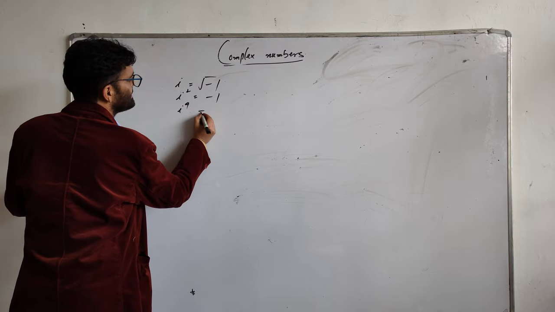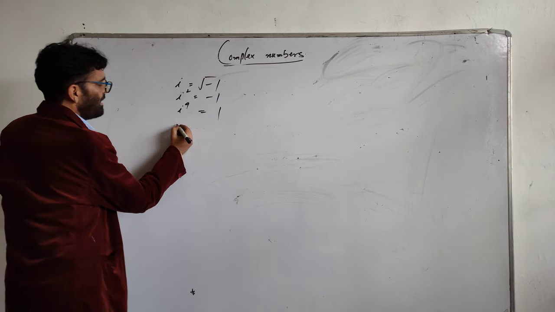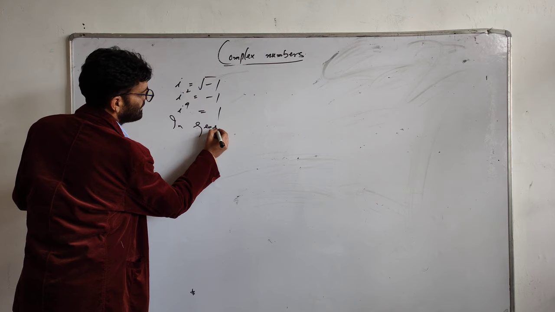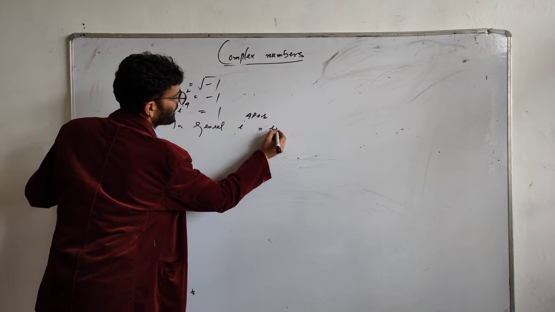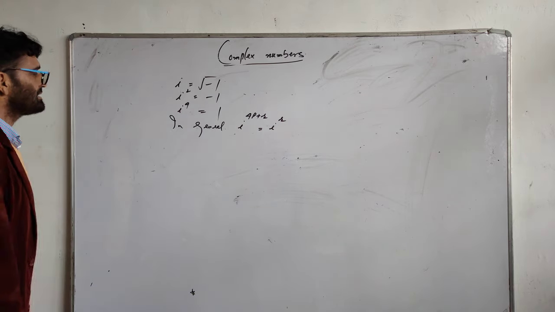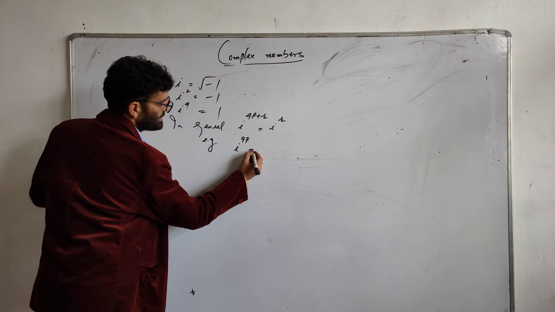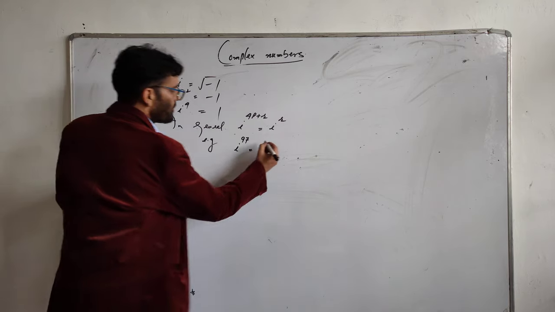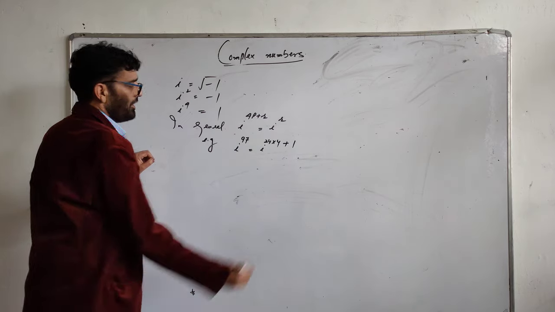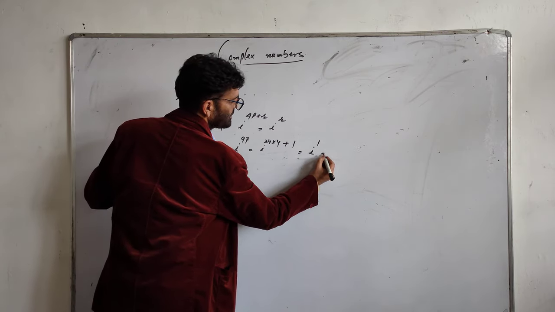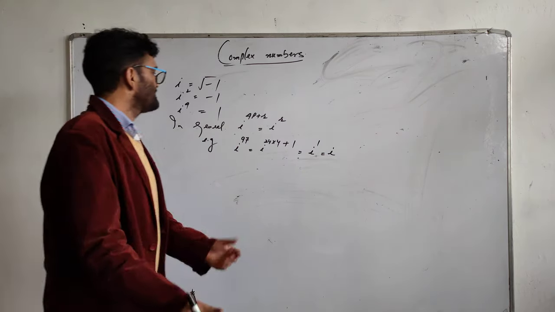Iota raised to 4 is equal to 1. Isn't it true? Iota raised to 4 is equal to 1. In general, iota raised to the power 4p plus r is equal to iota raised to the power r. For example, iota raised to the power 97 is equal to iota raised to the power 24 into 4 plus 1. It is equal to iota raised to the power 1, which is iota. That is i. You may call it iota or i, the choice is yours.